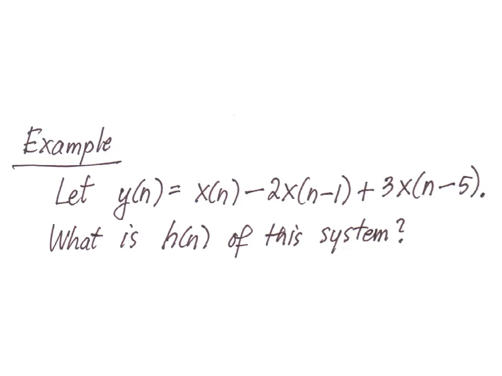Here's an example that is a little bit confusing, so bear with me here. Let this difference equation define the input-output relationship of a system. That is, the output y of n is equal to x of n minus 2 times what x of n was 1 sample ago, plus 3 times what x of n was 5 samples ago. What is the impulse response of this system? So to calculate impulse response, you have to set x of n equal to delta function, and then plug into this expression.